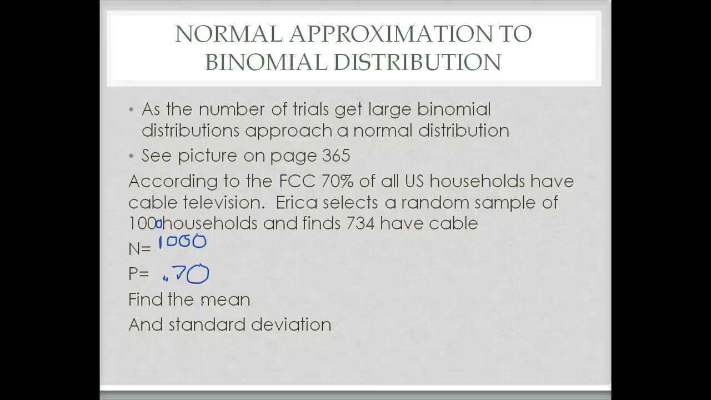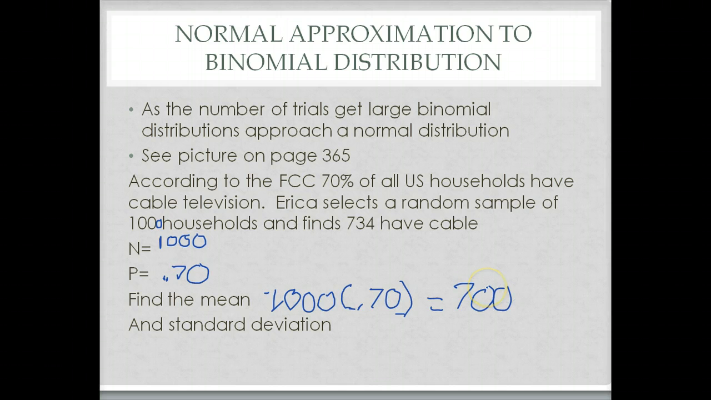So how do we go ahead and find the normal approximation? What we want to do is first find the mean and the standard deviation. This is something we talked about much earlier when we talked about the binomial distribution. To find the mean, we multiply n times p, or 1,000 times 0.7, which is 700.